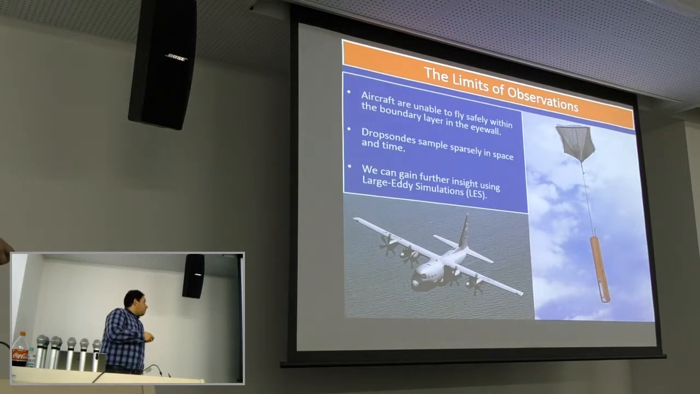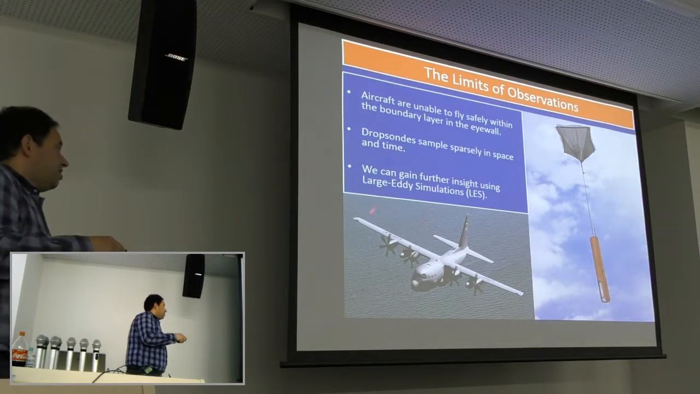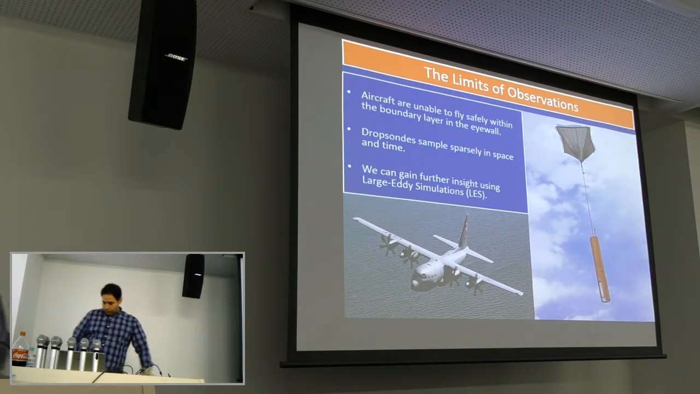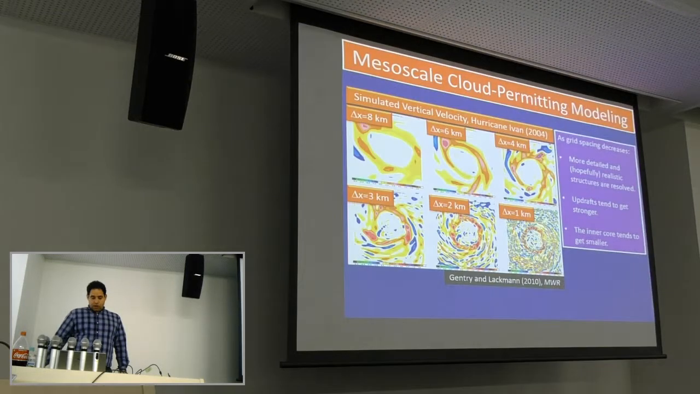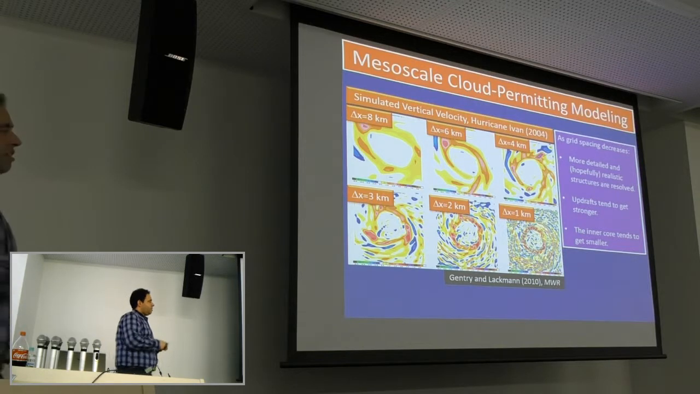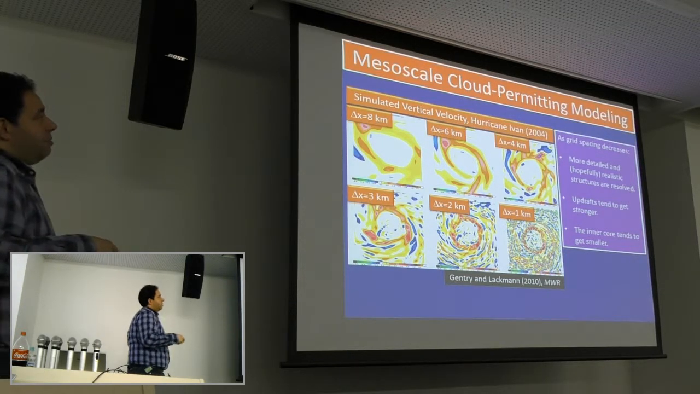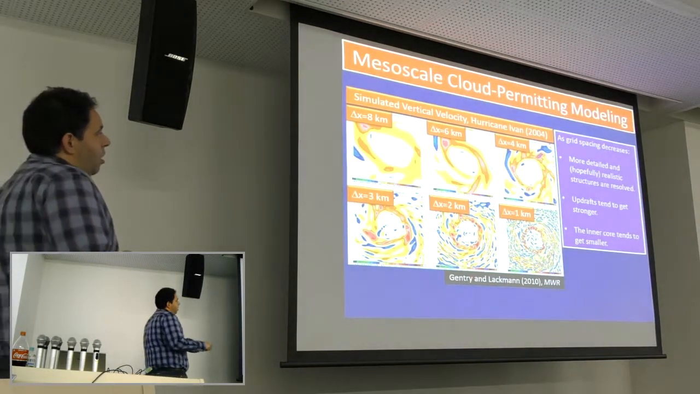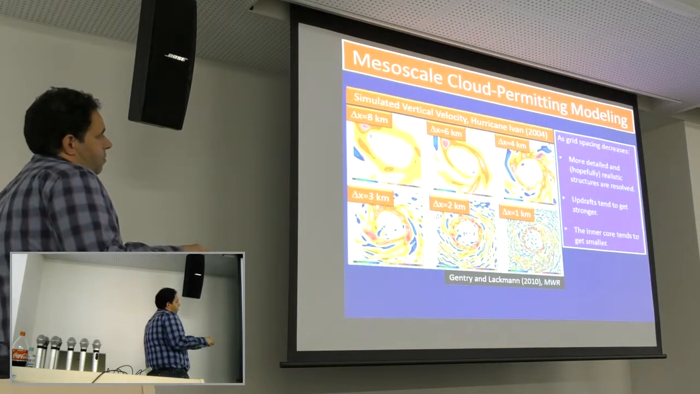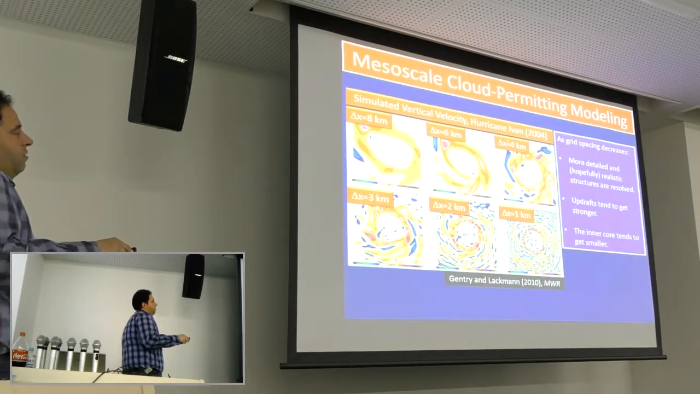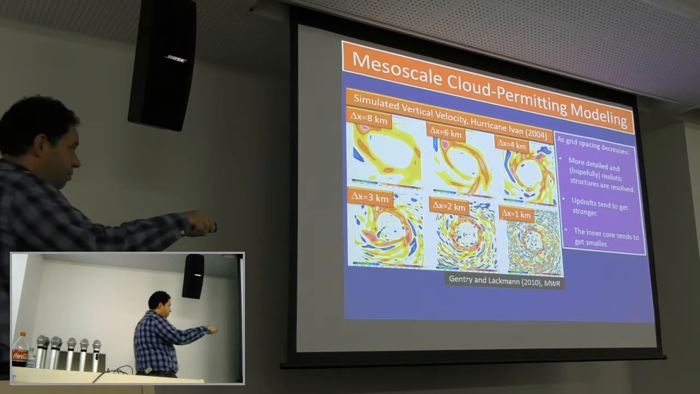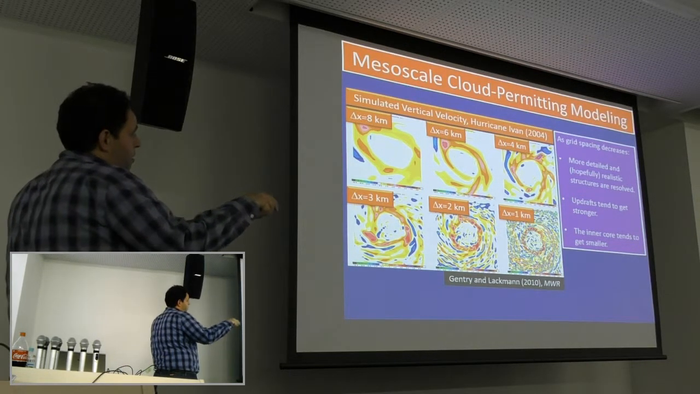So I think we can gain further insight by going to simulations, and I'm going to show some results from large eddy simulations here. But I'll briefly go over what we've seen from some cloud-permitting simulations, so some non-LES simulations. This is a study from Gentry and Lackmann, looking at the vertical velocity of a simulated Hurricane Ivan as they systematically increased the resolution, decreasing the horizontal grid spacing from 8 to 1 kilometer.